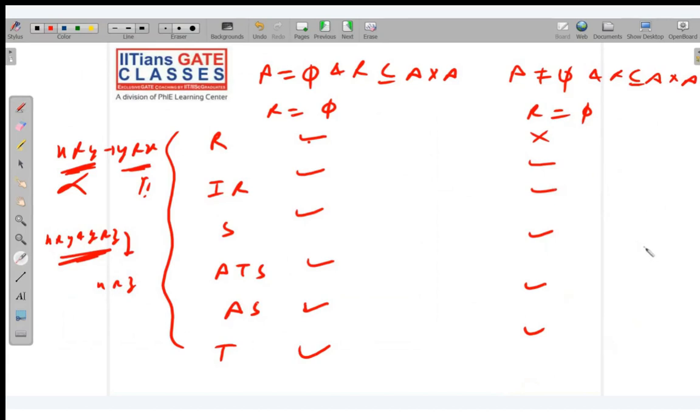So this is all about empty relation. Many times question has been asked. So empty relation on empty set, everything. Empty relation on non-empty set, except reflexive, everything. Done, sir. Okay, let me jump to the next question.